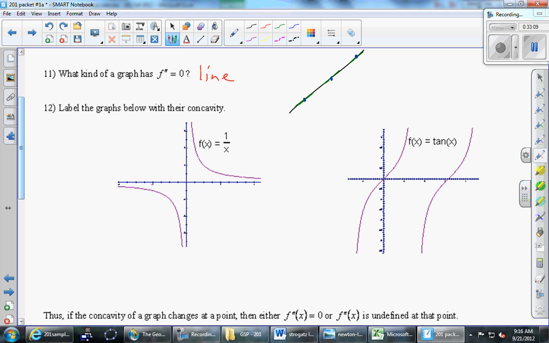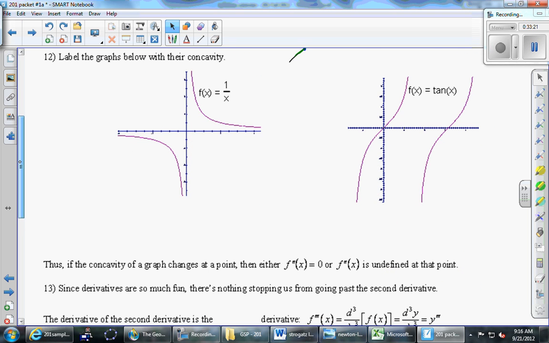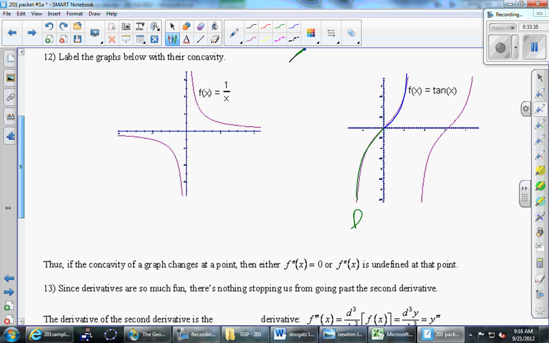Okay. And I really do like this idea of the building blocks because, like I said, you can make just about any graph that we draw with some combination of these four things. And so, for example, something crazy like the tangent function. Let's look at this piece right here. I don't have it in front of me, but is that A, B, C, or D? Something that looks like that. That's a D. And then how about the next part of it? I heard A and I heard B.